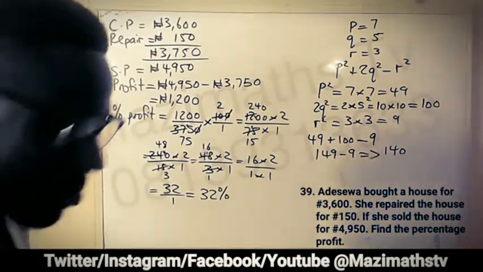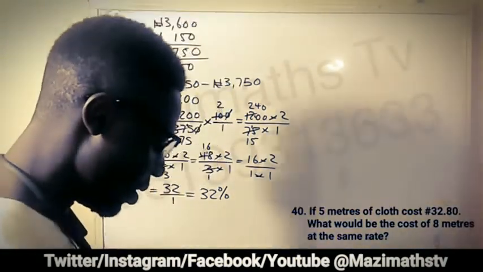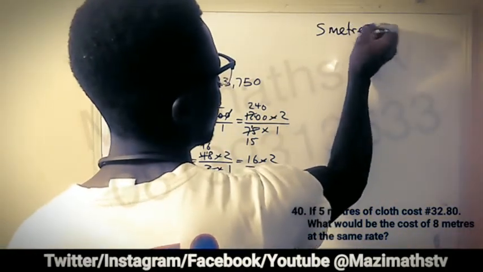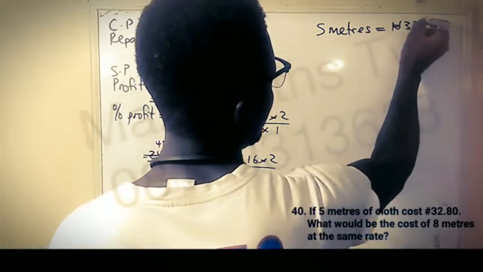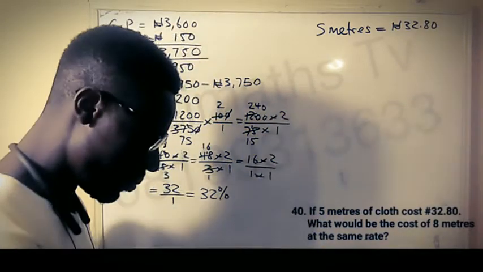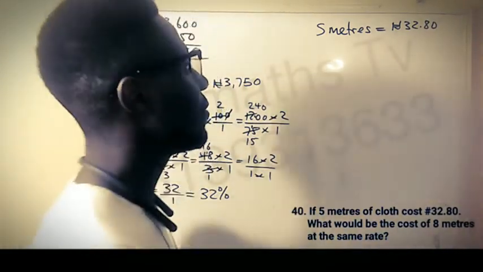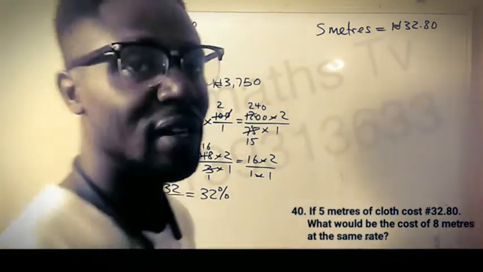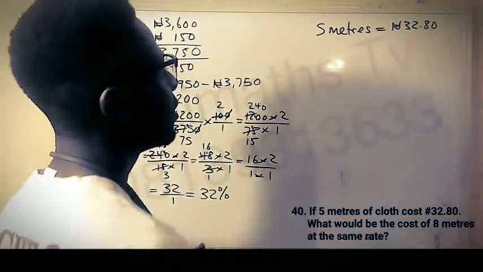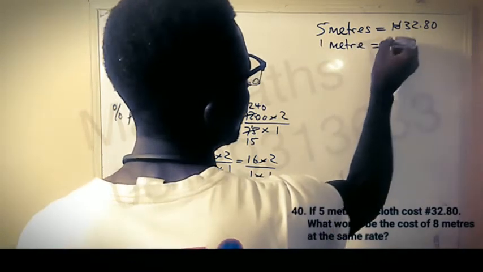Okay, so that's the last one. The next question, which is number 40. If 5 meters of cloth cost 32 naira 80 kobo, that is 5 meters cost 32 naira 80 kobo. What will be the cost of 8 meters at the same rate? So before you can find the cost of 8 meters, you must first find the cost of 1 meter of the cloth. 1 meter.